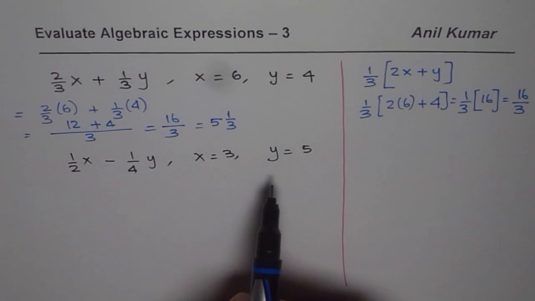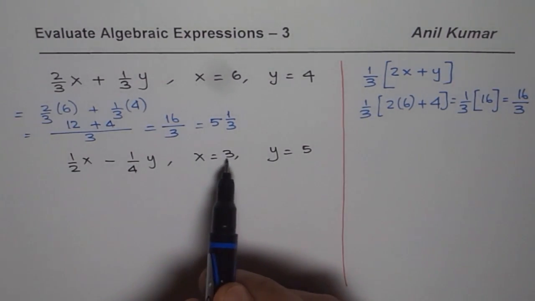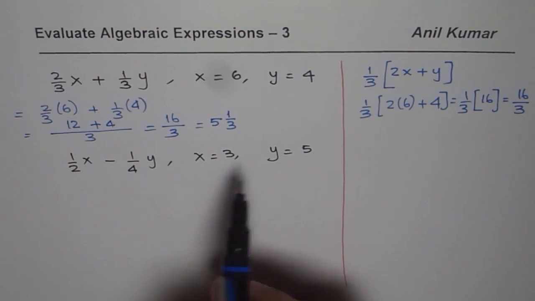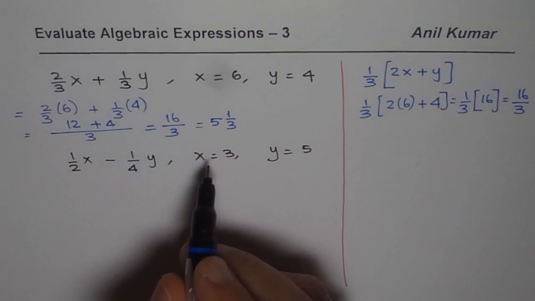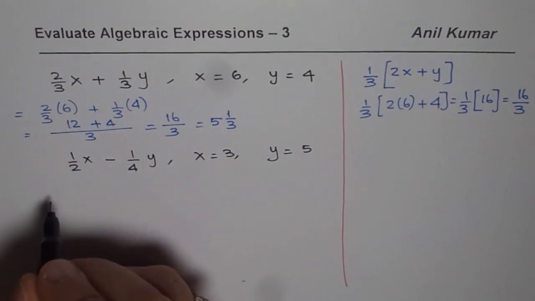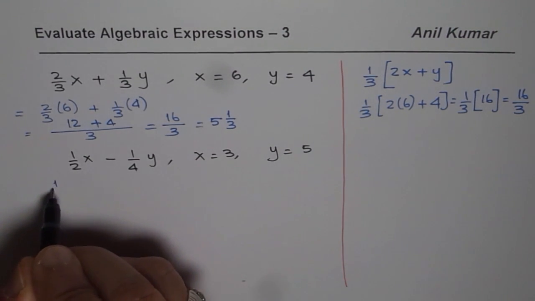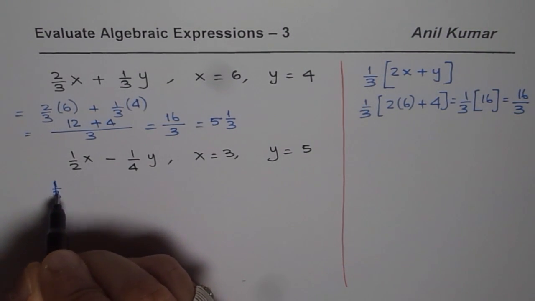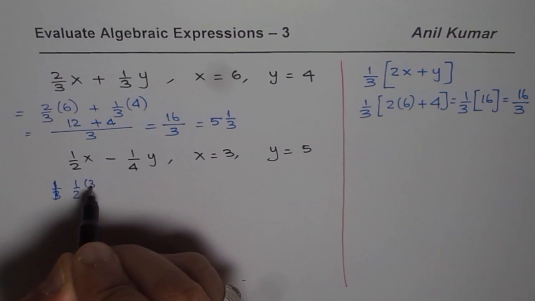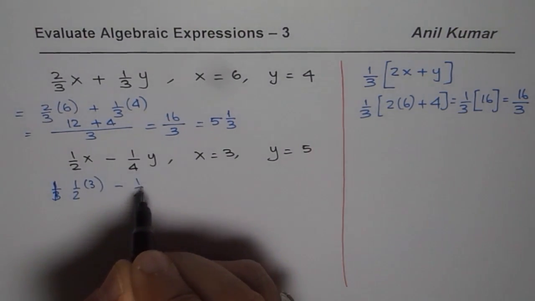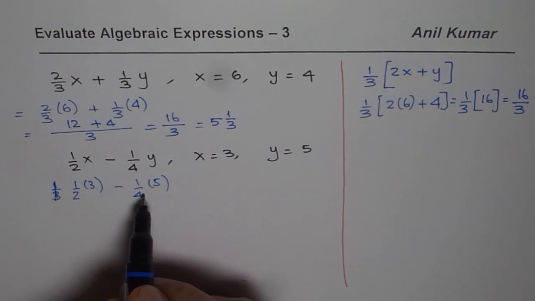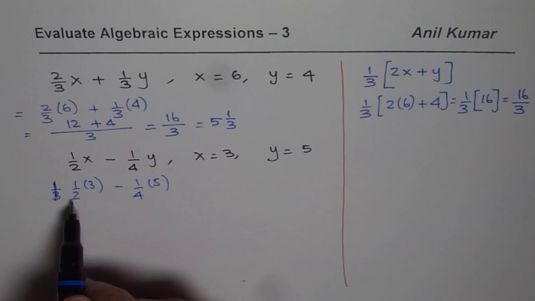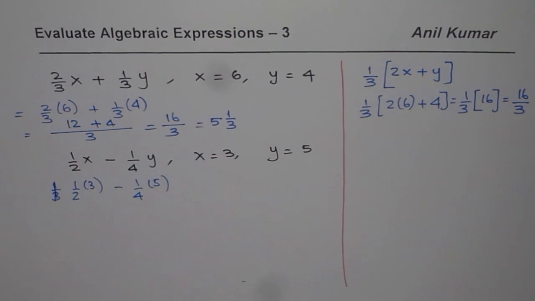Okay, let's do the next one now. Here x is 3, y is 5, and we are given half of x minus 1 over 4y. Let us substitute 3 for x. What do we get? We get half of 3 minus 1 over 4, y is 5. Now, to make a common denominator, I have to multiply this by 2. Then we get a common denominator.